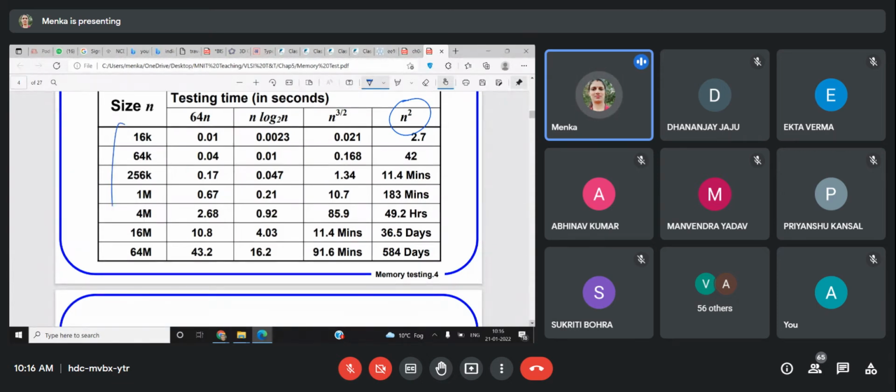So this is the size n, and depending on this size, these are the testing times. So you can see the testing times. It depends on the algorithm how the testing time is going to be. So in this case 64 megabits of memory takes 584 days. इतने दिन में तो टेक्नोलॉजी दूसरी आ जाती है.